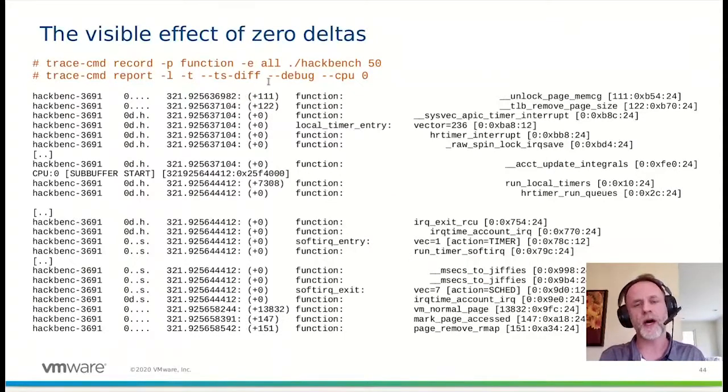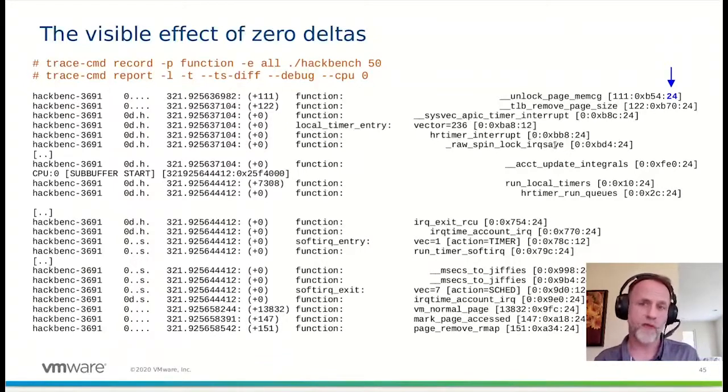I also add this --debug, which is a non-documented option from trace-cmd. You could use it, it's fine. There's no standard to it. I just add whatever I need to debug the processing of trace-cmd. And it produces this stuff over here that gives me some data. And --cpu 0 is because I don't want to see multiple interleaves. I only care about the one buffer to show you this effect, to give you an idea. So the --debug gives you this extra information.